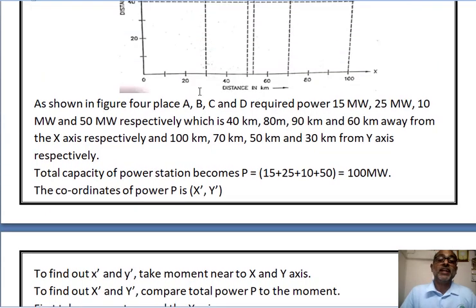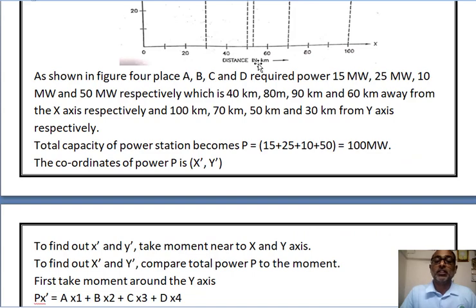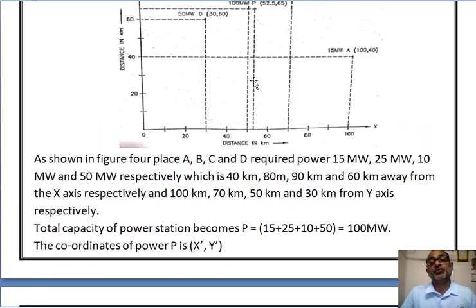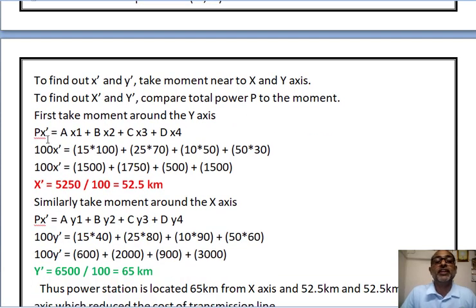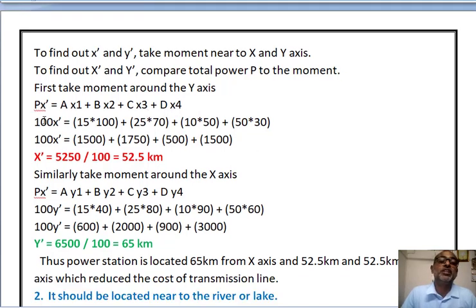Now to find x dash and y dash, compare the total power P to the moment. First take the moment around the y axis. So we can write P x dash is equal to A into x1 plus B into x2 plus C into x3 plus D into x4. Now put the value of P equal to 100. So our equation becomes 100 x dash is equal to A which is 15, x1 is equal to 100, plus 25 into 70 plus 10 into 50 plus 50 into 30.